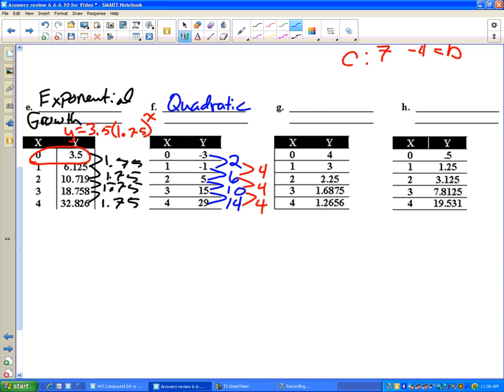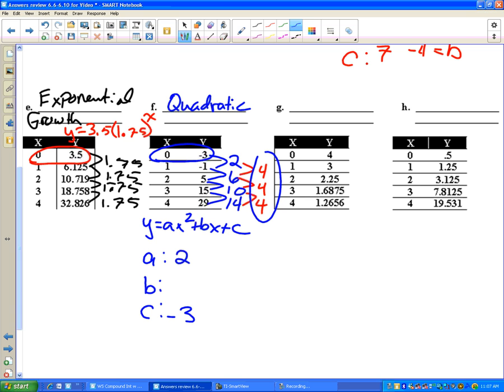So that means I need y is equal to ax squared plus bx plus c. My a is half the second difference, so half of 4 is 2. My c is y when x is 0, so that's -3.